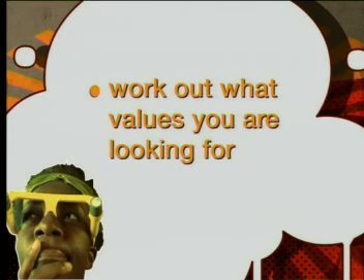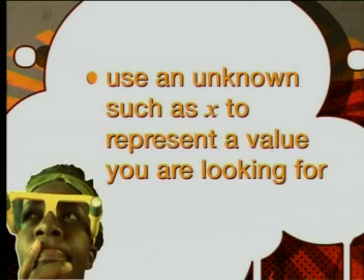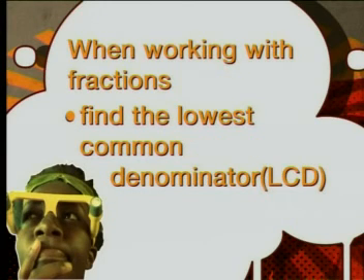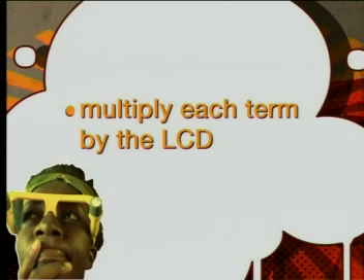Let's summarize the main principles of what we learned in today's lesson. Work out what values you are looking for. Use an unknown such as x to represent the value you are looking for. Make sure that the units of measurement used are all the same. For example, convert minutes to hours. When working with fractions, find the lowest common denominator, or LCD. Multiply each term by the LCD.